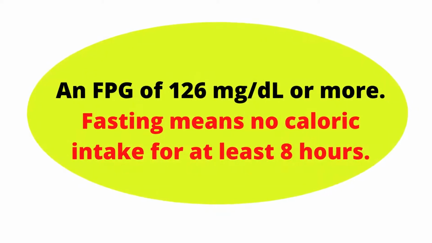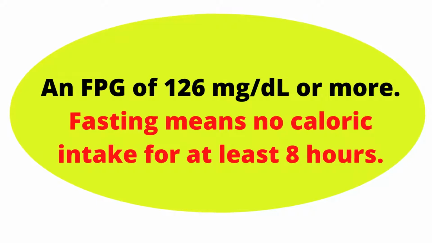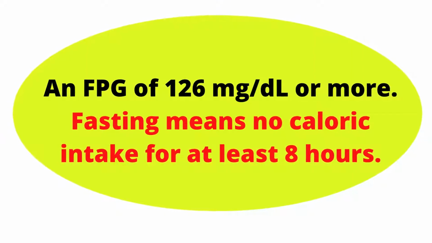Criteria 2 is an FPG, which is fasting plasma glucose of 126 mg per deciliter or more. It should be kept in mind that fasting means no caloric intake for at least 8 hours.